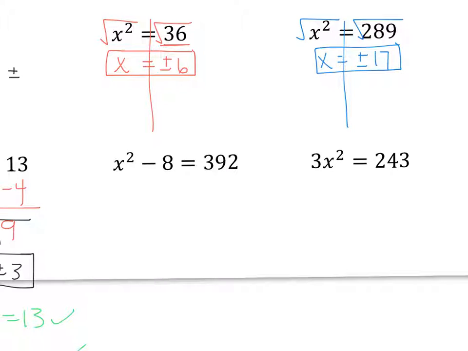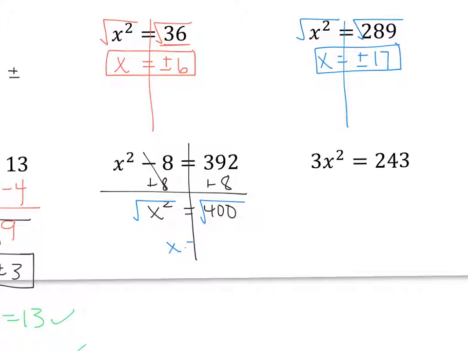Okay, let's continue on. Let's get back to this example right here. I have x squared minus 8 equals 392. So again, let's isolate my x squared, and let's do the opposite of a negative 8 here, and add 8 to both sides. When I do that, I get x squared equals 400. Then to undo the x being squared, we'll take the square root, and x equals plus or minus 20.